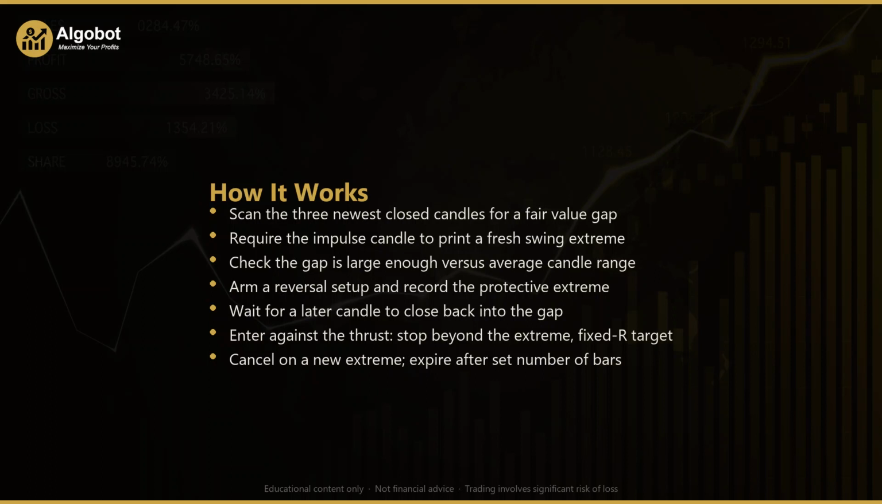2 safeguards keep things tidy. If price closes beyond the exhaustion extreme, a genuine new high or low, the setup is canceled because the thrust proved real rather than exhausted. And if confirmation doesn't arrive within a set number of bars, the setup simply expires. Only one position is held at a time.